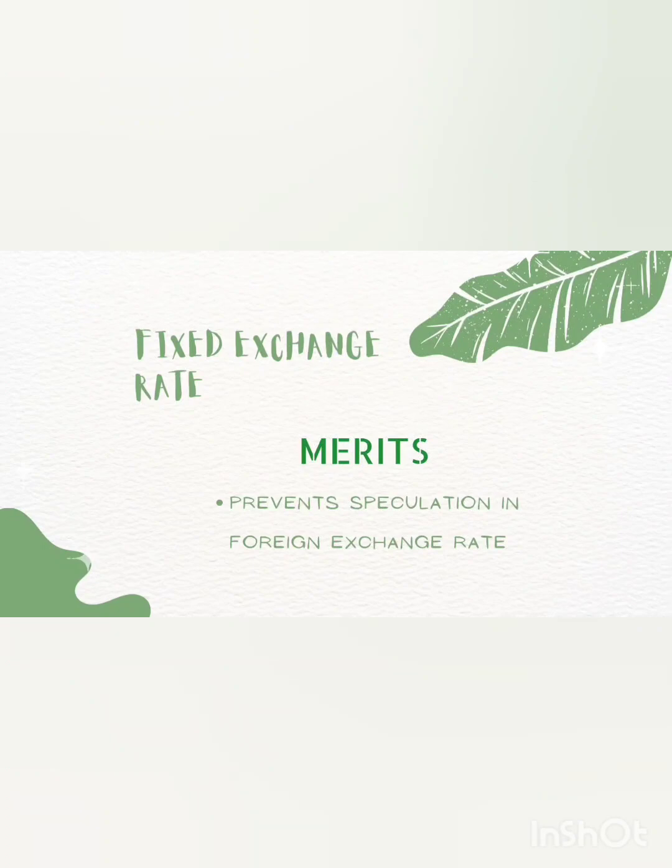Ragnar Nurkse, in his study of international currency experience, which he conducted for the period of the 1920s, found that because of speculative activities, flexible exchange rates had a destabilizing influence. It caused greater fluctuations than would have been the case otherwise. By eliminating speculation, the fixed exchange rate system ensures stability in the exchange rate. Fifth one is serves as an anchor against inflation.